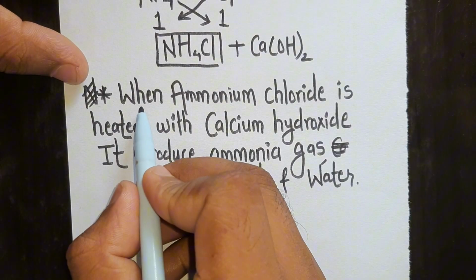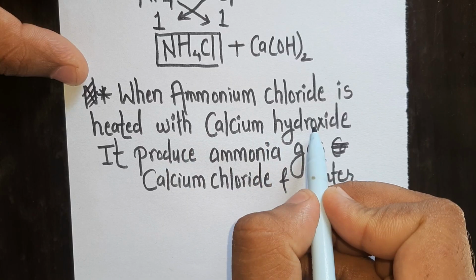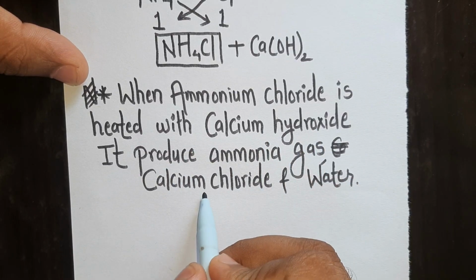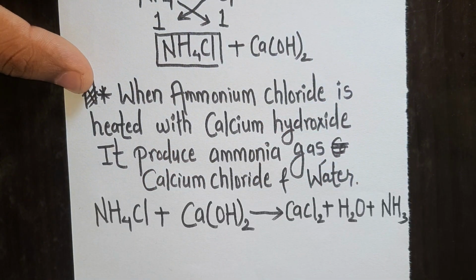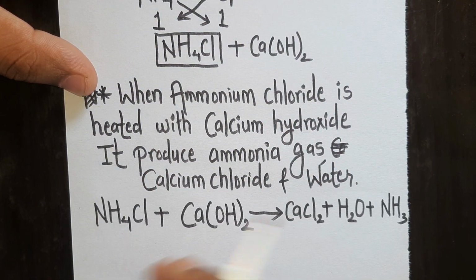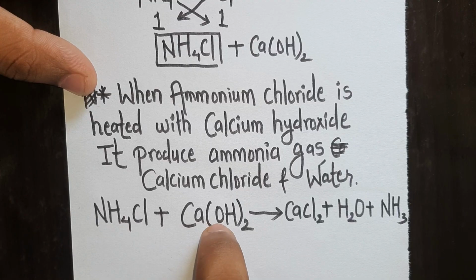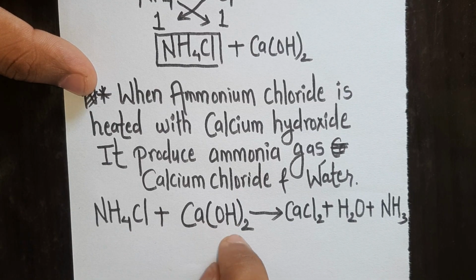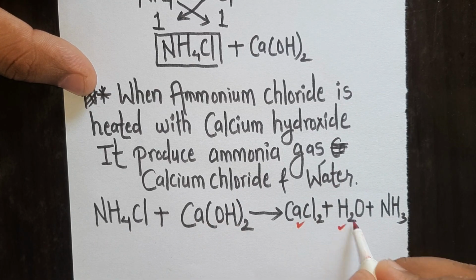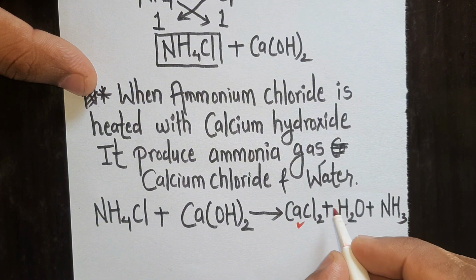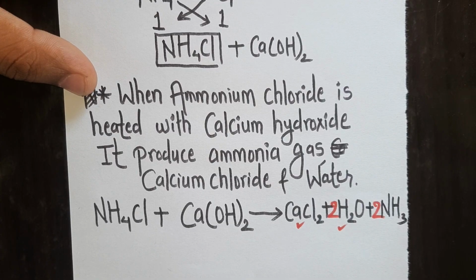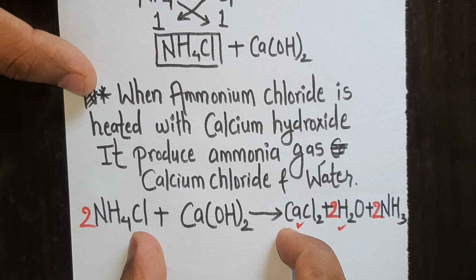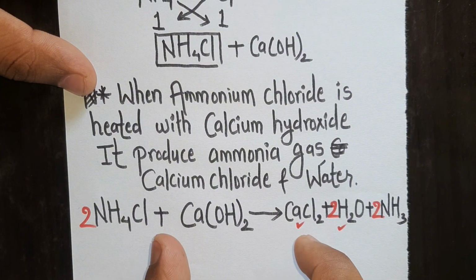See here, when ammonium chloride is heated with calcium hydroxide, it produces ammonia gas, calcium chloride and water. It is in the language form. Now let's convert this into the chemical reaction form. Ammonium chloride is heated with calcium hydroxide, and it forms calcium chloride, water and ammonia gas. To balance this chemical reaction, let's add the 2 here and 2 here. It is now balanced. This is the balanced chemical reaction, the principal chemical reaction for the preparation of ammonia gas.